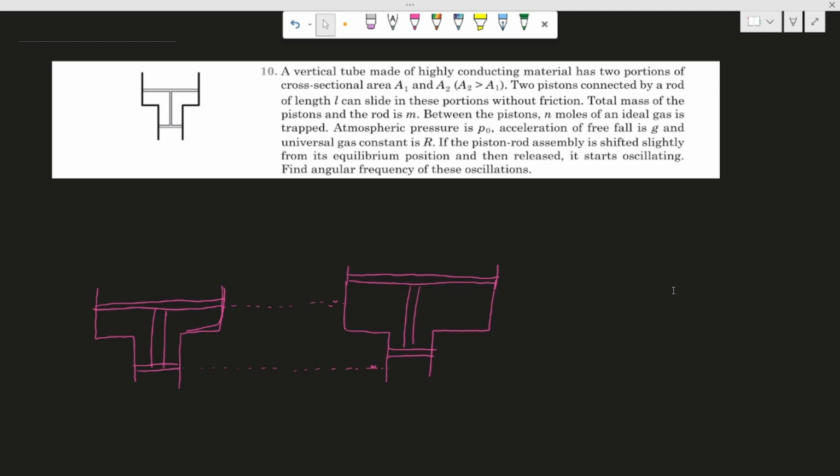So in this problem, there exists a conducting tube with two pistons, one piston with area A2 and one with area A1. Initially, the piston is in equilibrium. Let's see what forces are applied to it.